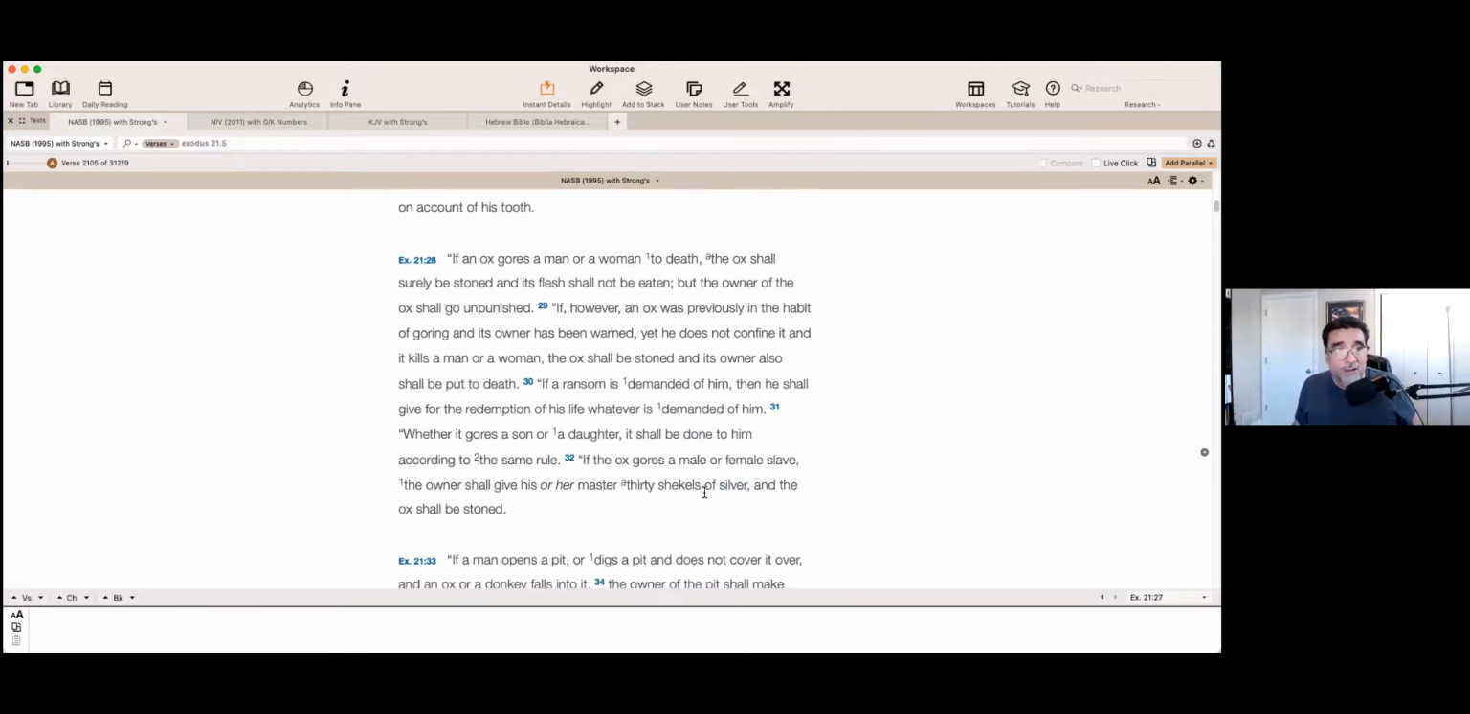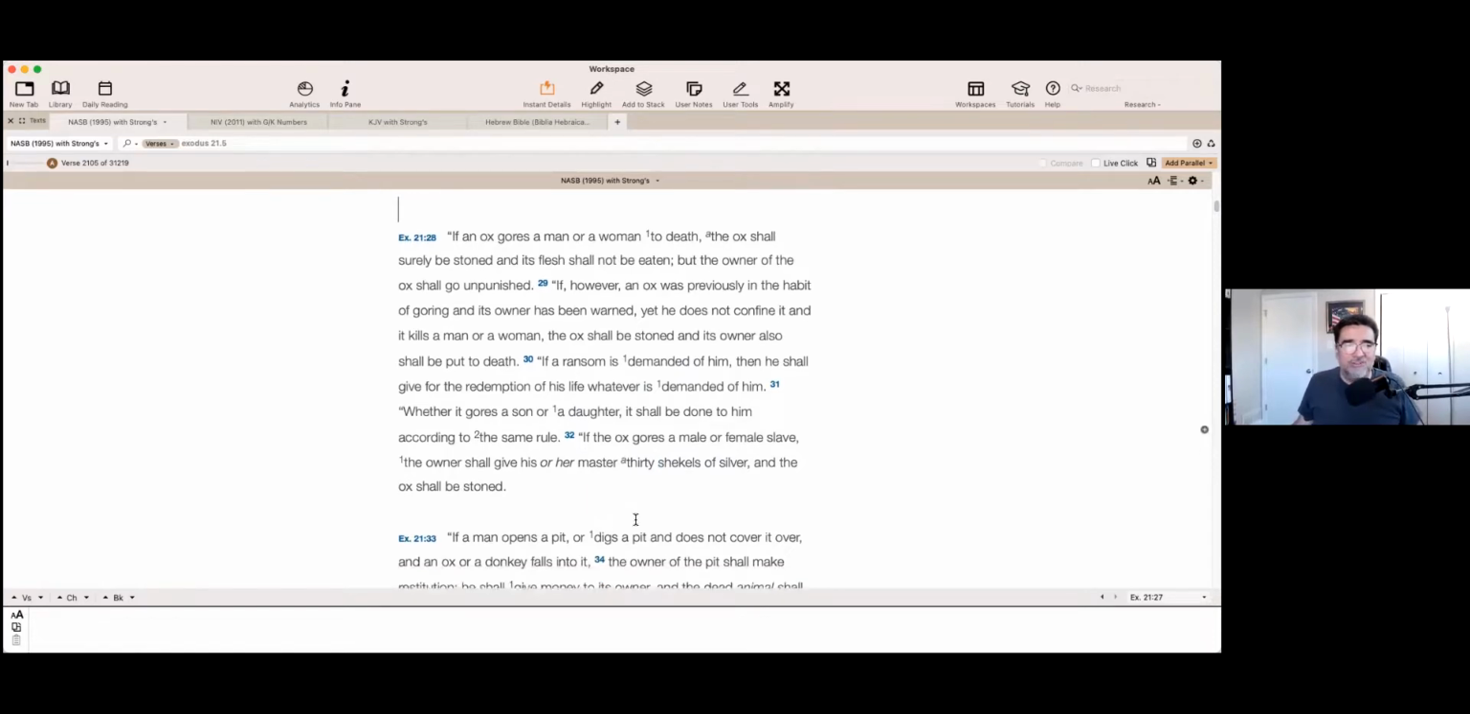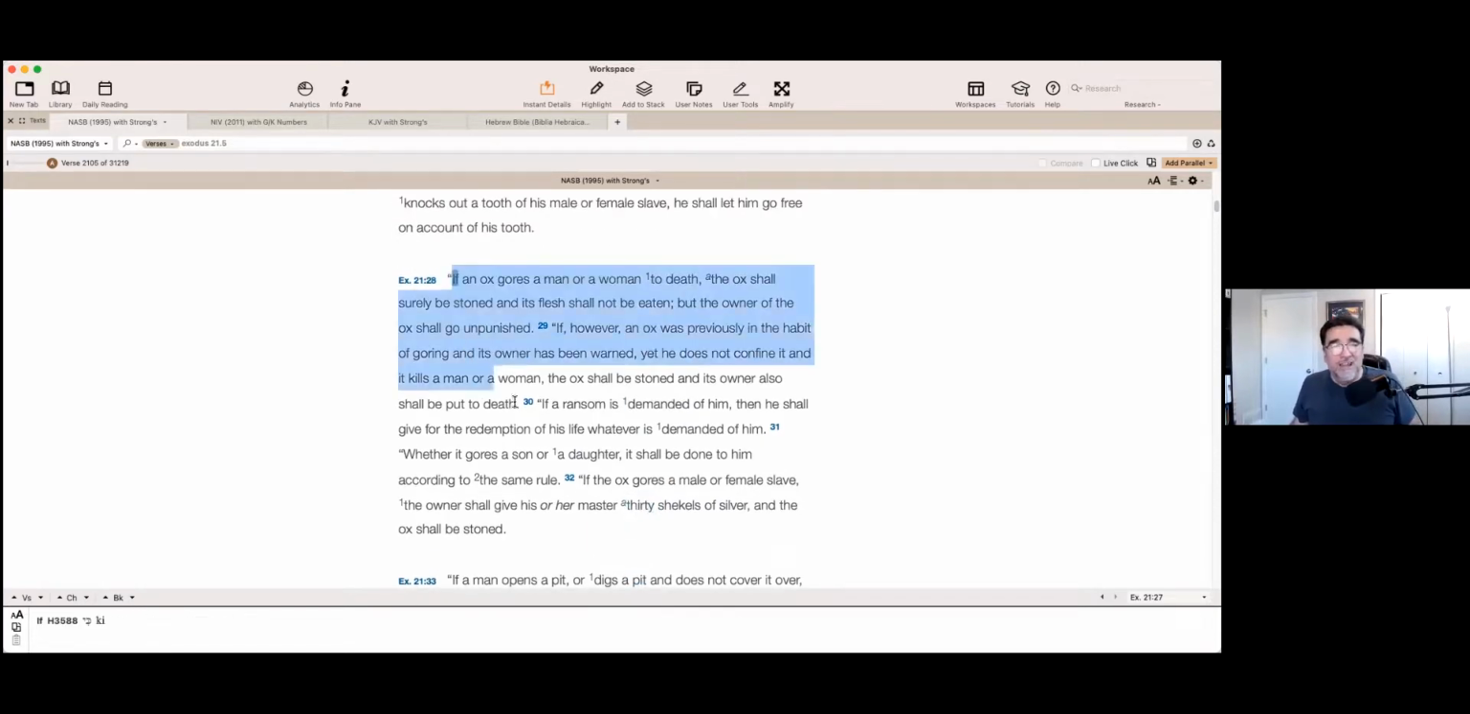If the ox gores a male or female slave, the owner shall give his or her master 30 shekels of silver, and the ox shall be stoned. You see, you could take these principles and come up with a whole bunch of different situations. And it's interesting because you're looking at practicality in our present day.